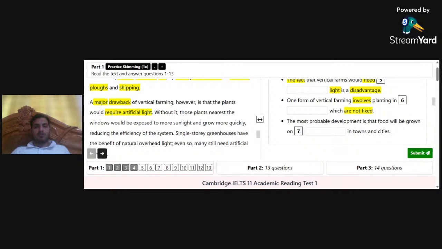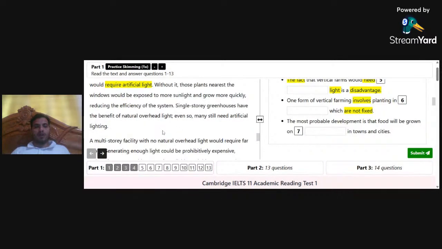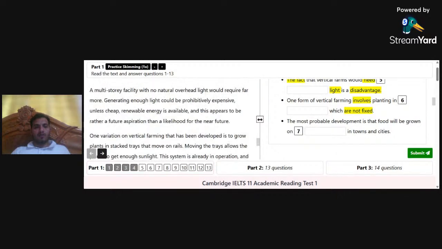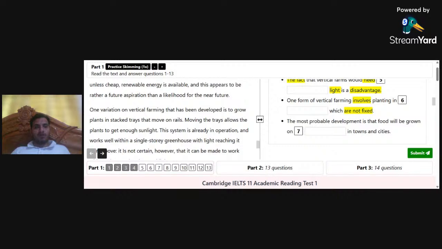Okay. Nearest exposed sunlight quickly, overhead artificial lighting with natural overhead light generating dash something. Okay. Appears future aspiration is to grow plants in the stacked trays that move on rails. That is, that are moving, that are not fixed. One variation, one form of vertical farming has been developed, involves planting in dash, to grow plants in stacked trays which are not fixed. So which are what? Which are moving?